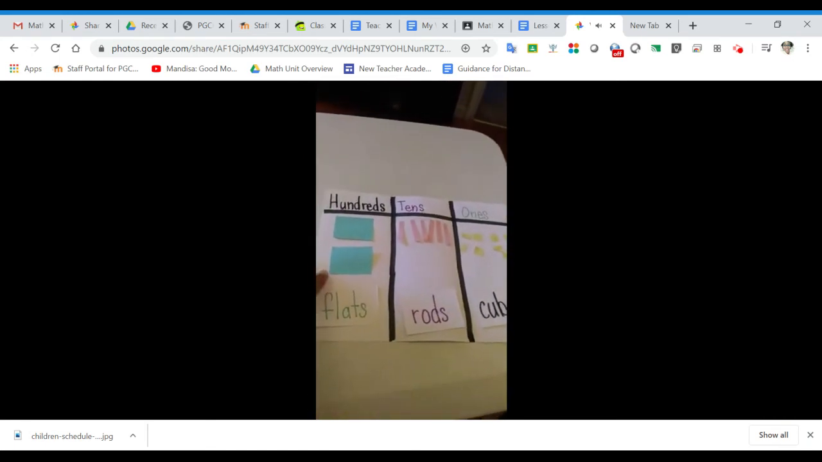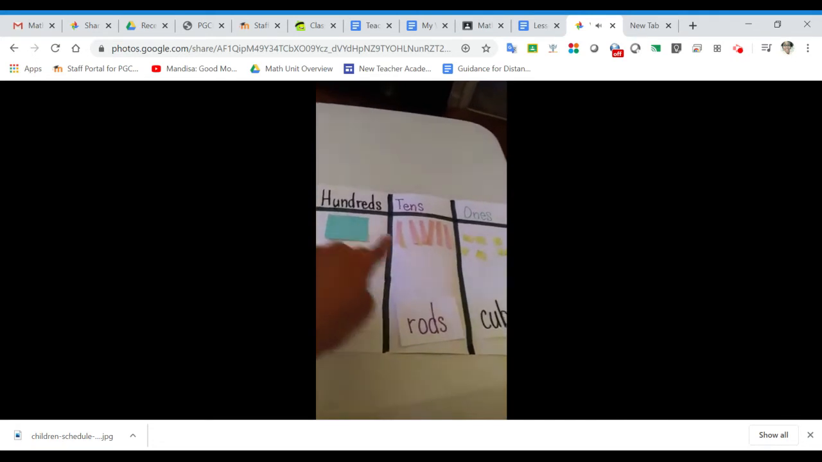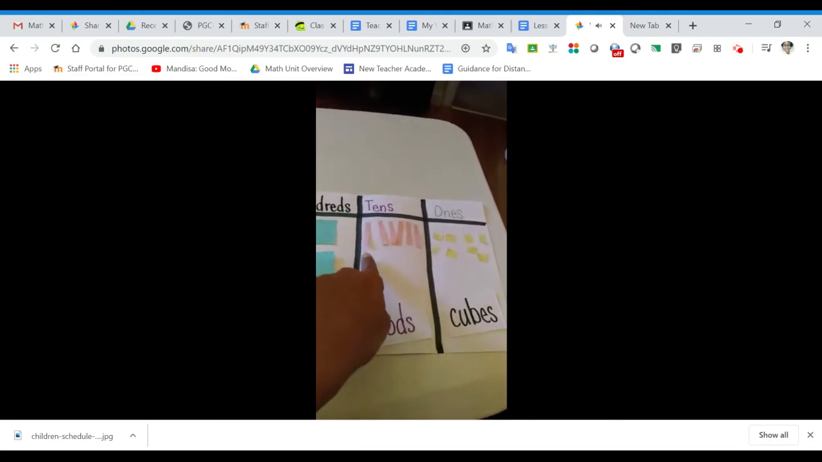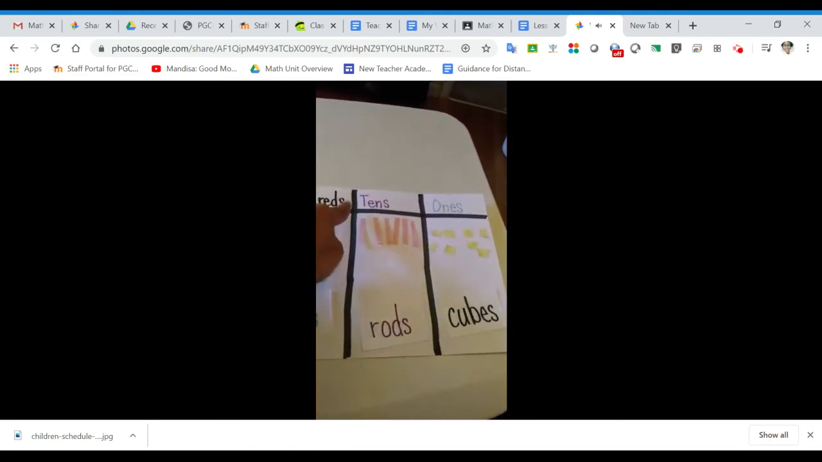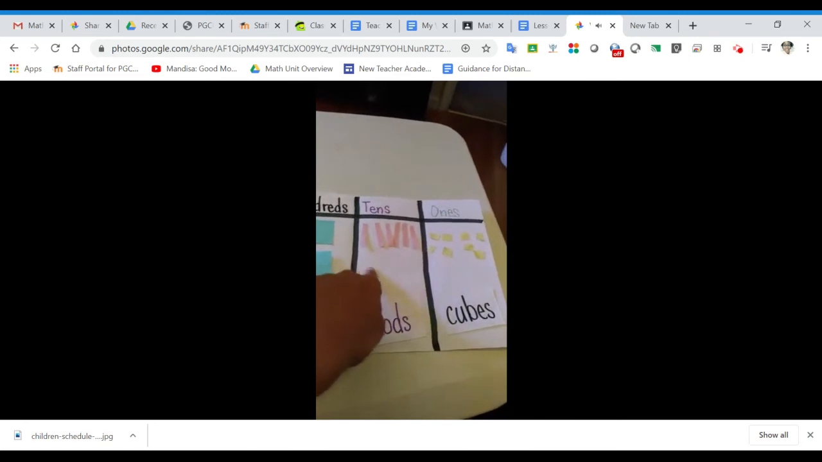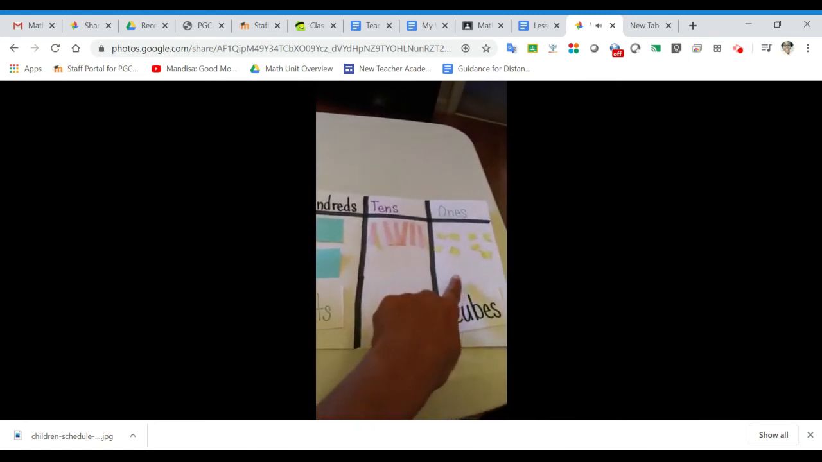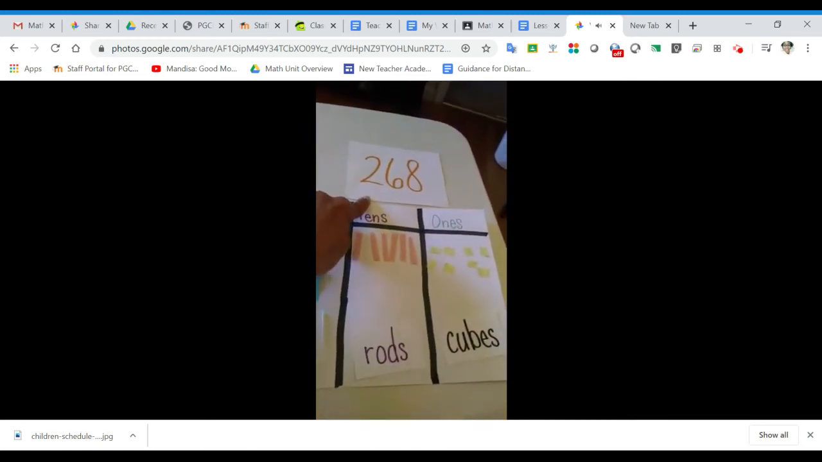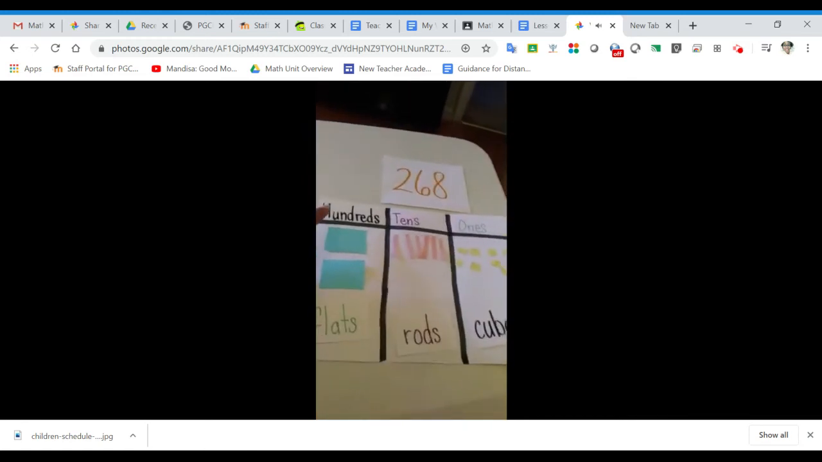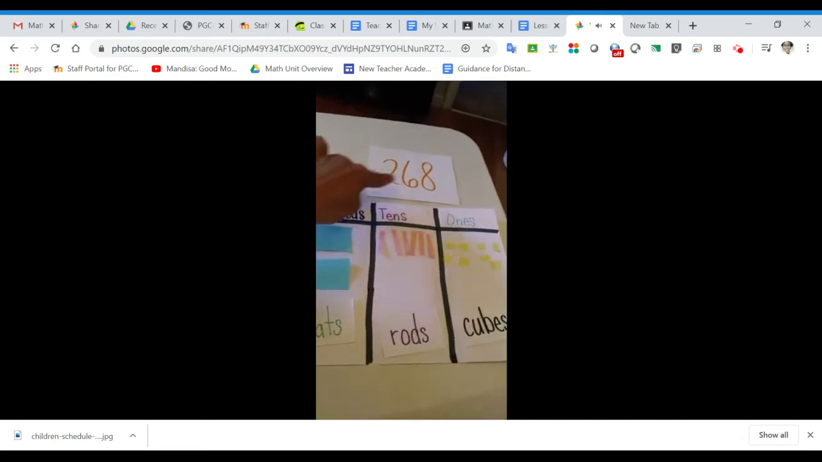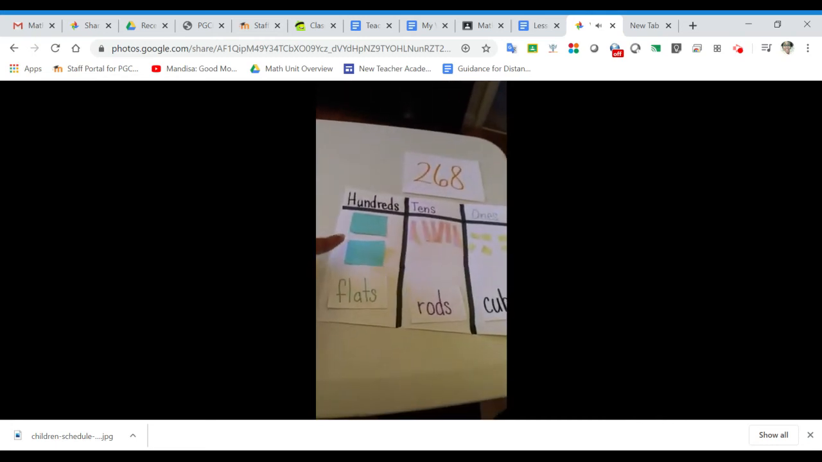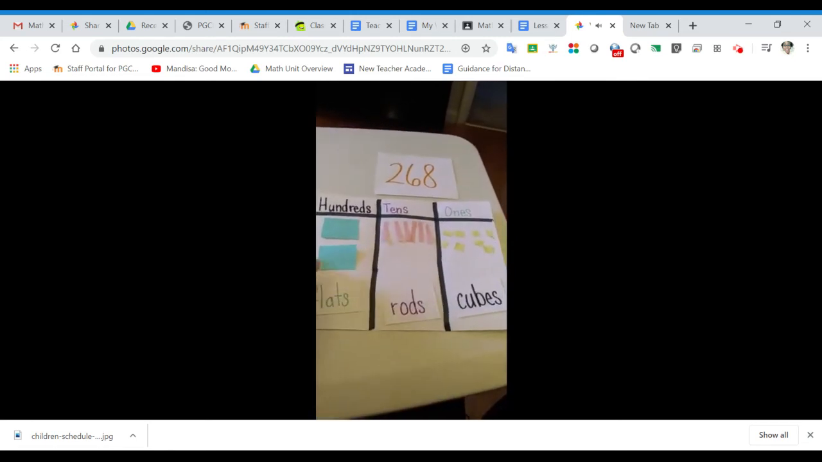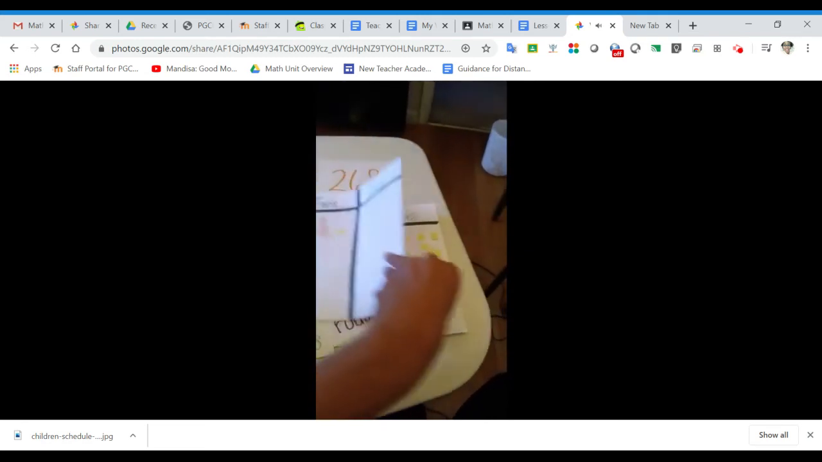Let's use our placemat to help us. 200, remember this is 68 because there are 6 tens and the value of the 6 in the tens place is 60. So 268. Let's see what that looks like. That's 268. So again, the way you say this number is 268. And this is the way it is represented, 268.